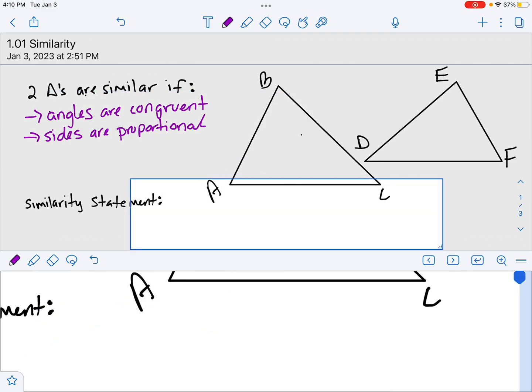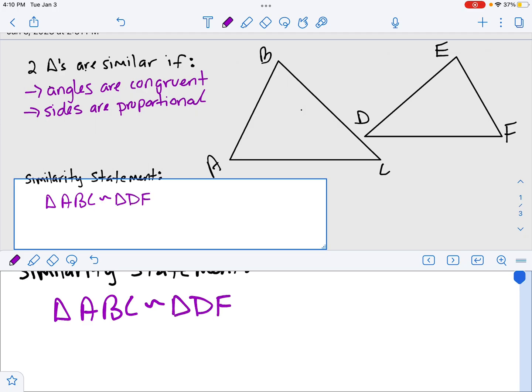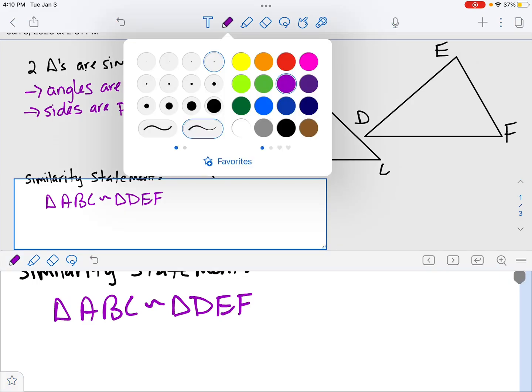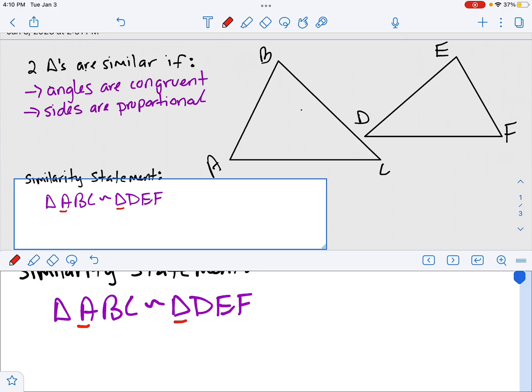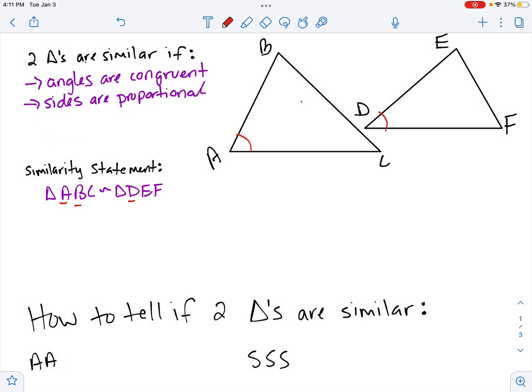Now your similarity statement is almost the same as a congruency statement. So you're going to have triangle ABC, and our similar figure is just a little squiggle line to a triangle. Let's just say for this one it's DEF. So that's your similarity statement. Now from that similarity statement, you can line up the angles that are congruent. So from this statement, we know that A is congruent to D, and I can mark that. B is congruent to E, and C is congruent to F.